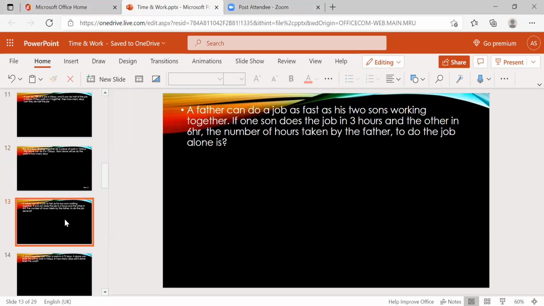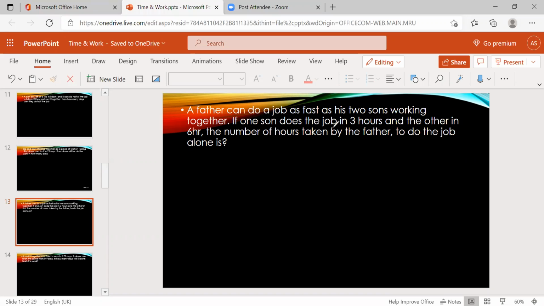A father can do a job as fast as his 2 sons working together. If one son does the job in 3 hours and the other in 6 hours, find the number of hours taken by the father to do the job alone. What they're asking is the same thing, but in a different manner. The question is changed in a different manner. What is the different manner here?